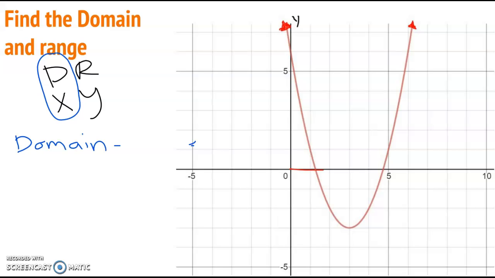That means I read it from left to right. So I want to know my starting point and I want to know my ending point. But there's a catch. I want to know the ends of my graph. In this case, I see my ends have arrows. That means they're going to be going off of this graph and they're going to continue on forever. If I have arrows on my graph, that means it's going to go on forever. So the domain is going to be all real numbers.